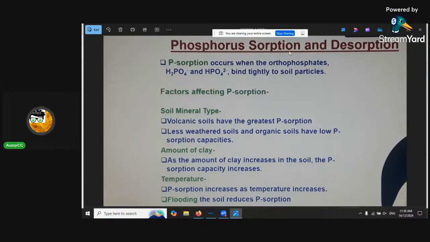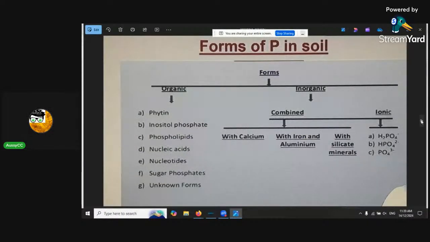Phosphorus absorption and desorption. So where does it get absorbed into and what sort of factors are affecting it, like the soil mineral type, the amount of clay, temperature, because with temperature, the phosphorus absorption increases as temperature increases. So that's pretty cool to know. And flooding the soil reduces phosphorus absorption. So if the plant's too wet, don't expect much, or the substrate's too wet, sorry.